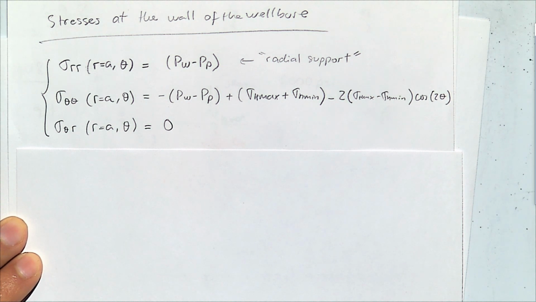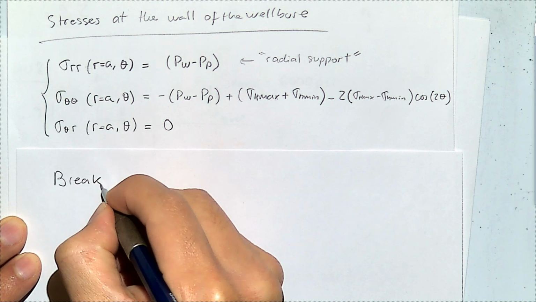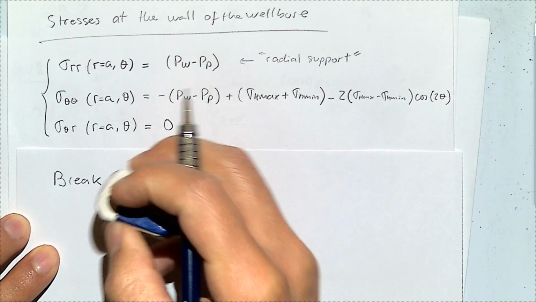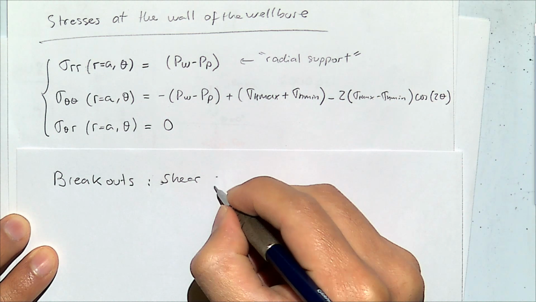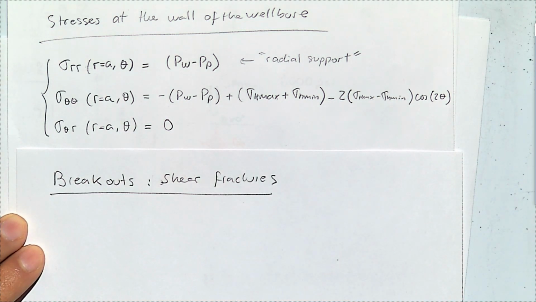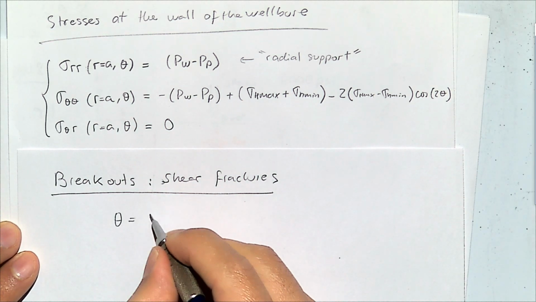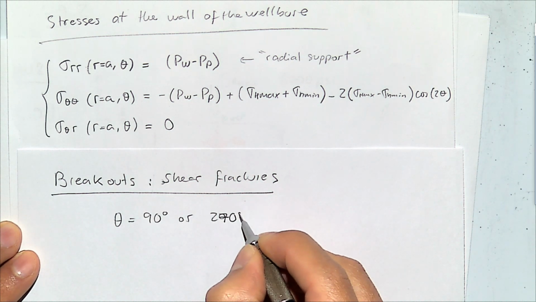All right. We just saw tensile fracture in the wellbore. Now we're going to see how breakouts form, and these are going to be shear fractures. Shear fractures are going to form in locations which are the opposite of where tensile fractures form, and that's going to be when theta is equal to either 90 degrees or 270 degrees.